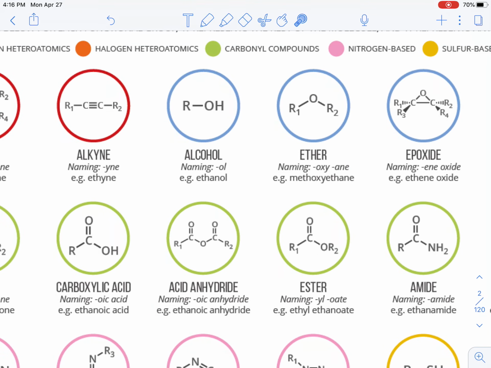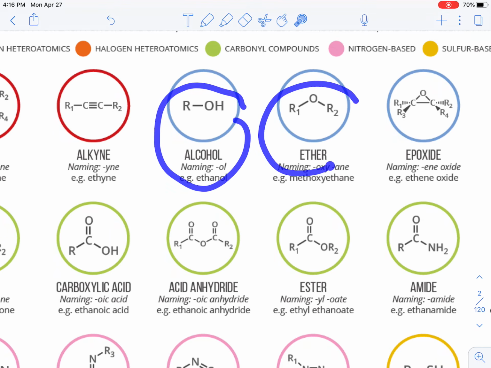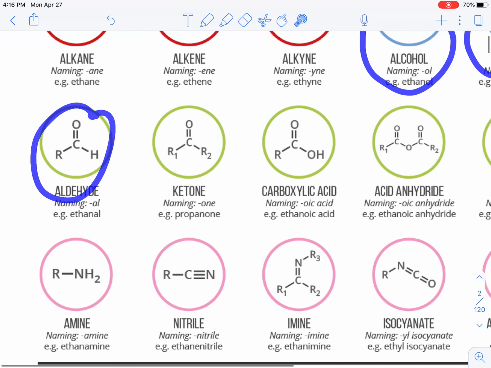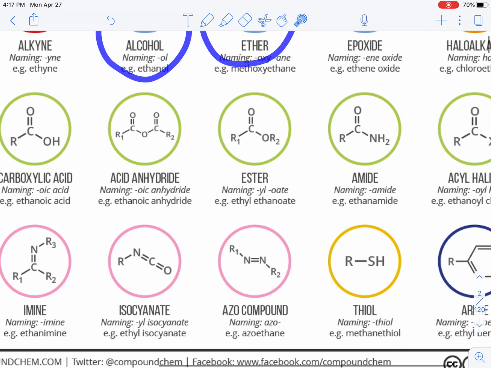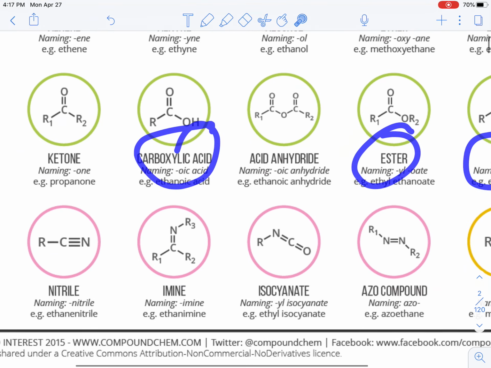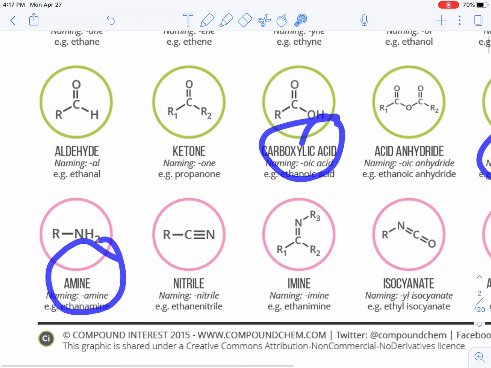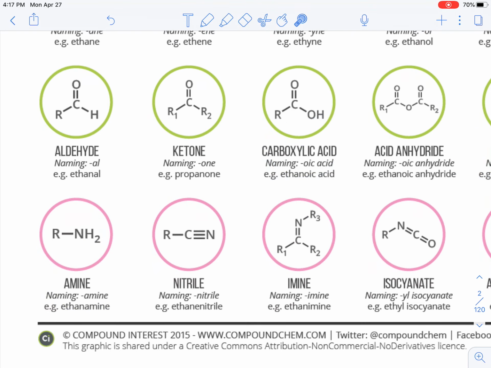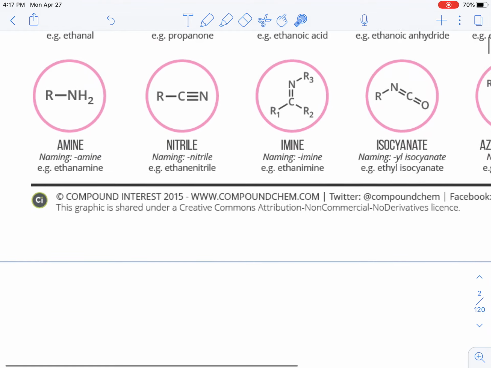Now, the five functional groups that we're going to be discussing in this chapter are alcohols, ethers, aldehydes, ketones, as well as thiols. Not specifically in that order, but those will be the five functional groups that we're going to be focusing on in this chapter. Other functional groups such as amides, esters, carboxylic acids, and amines will be seen in a different chapter. So let's go ahead and get started.